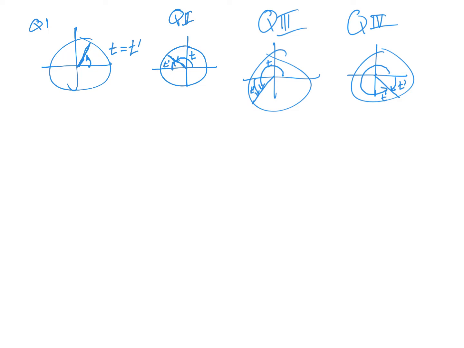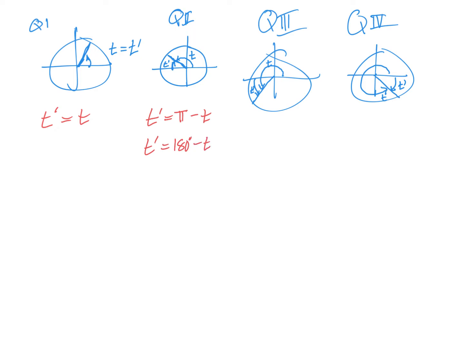So to calculate a reference angle, t prime, if it's quadrant 1, it's just t. But quadrant 2, if you look here, t and t prime add up to be this full length, which is either pi or 180, depending on what units. So t prime is going to be pi minus t, or 180 degrees minus t.